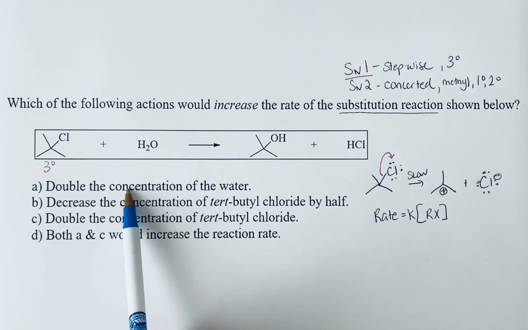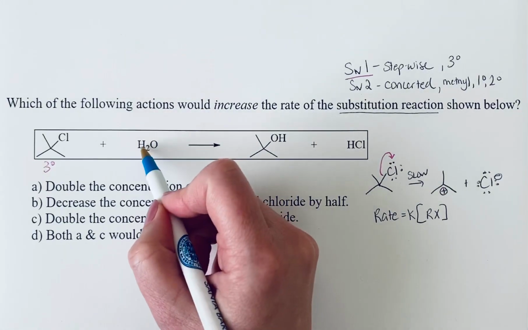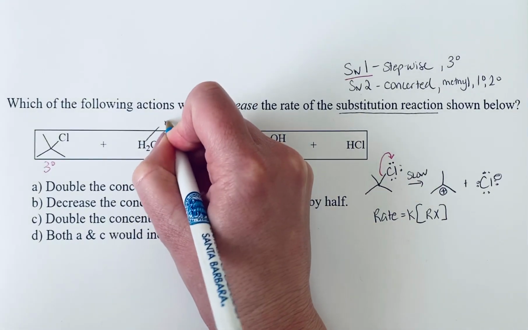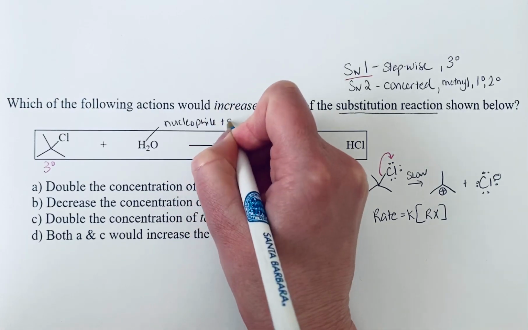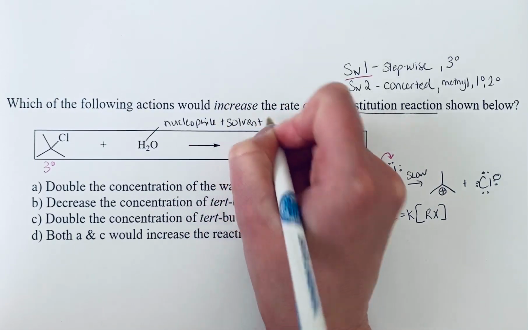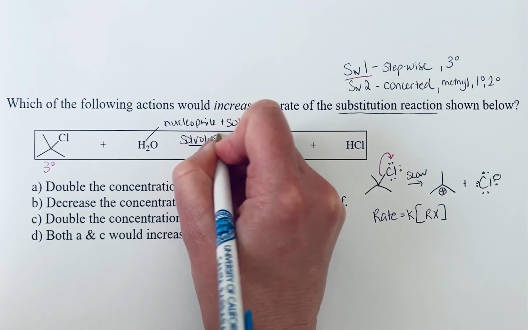So option A talks about doubling the concentration of water. Well, water is probably already in a large concentration here. It is functioning as both the nucleophile and the solvent in this reaction. And so we call a reaction like this a solvolysis reaction.